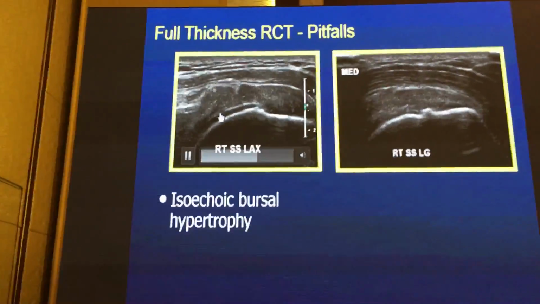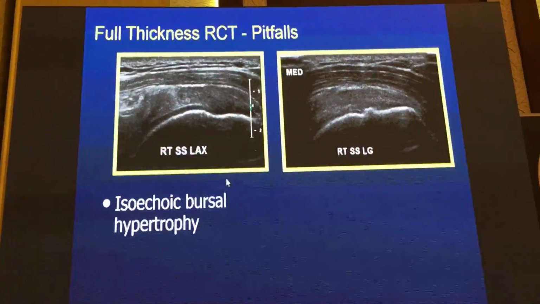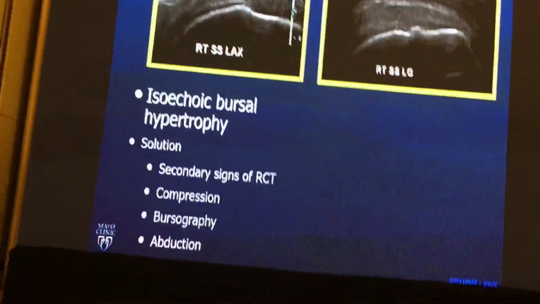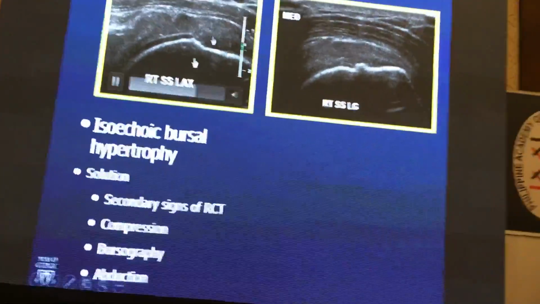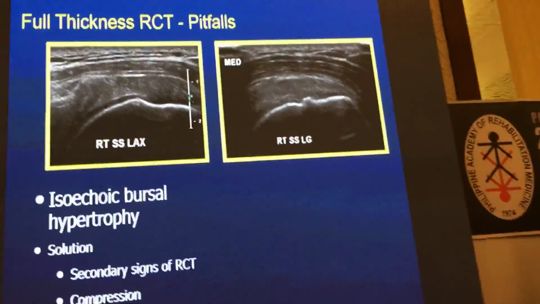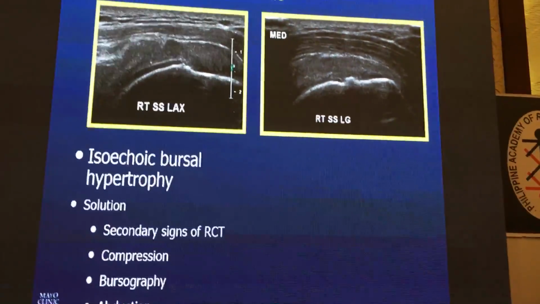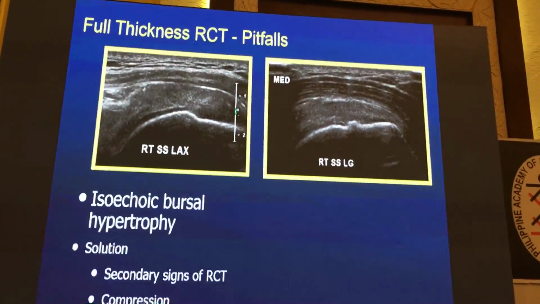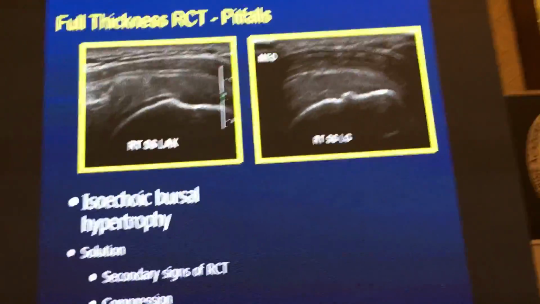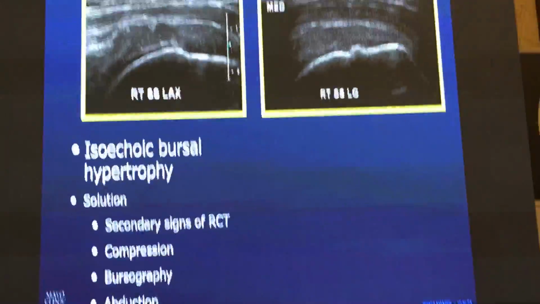Look at the cartilage interface sign right in this area. This is compressible when I'm pushing on it. If I did a bursography, you would see it fill with fluid in that area. So this is all bursal hypertrophy, but you can see how you can easily get fooled that that is an intact rotator cuff that's just tendinopathic. So use all those tricks I talked about before, the abduction, the compression, the bursography with fluid, to try to figure out: is this bursal hypertrophy or is this tendinopathy?